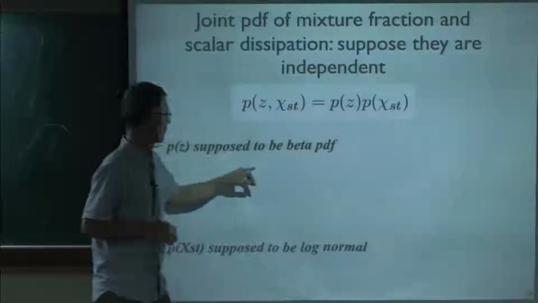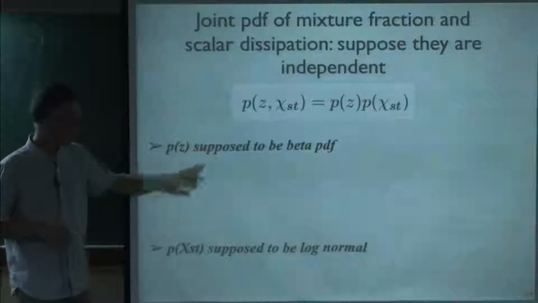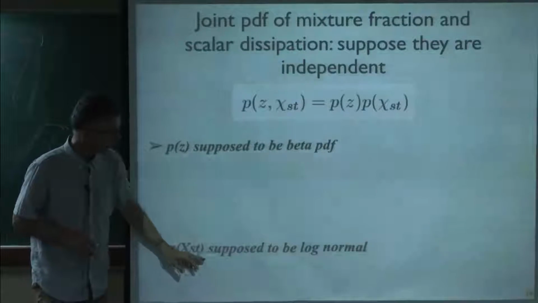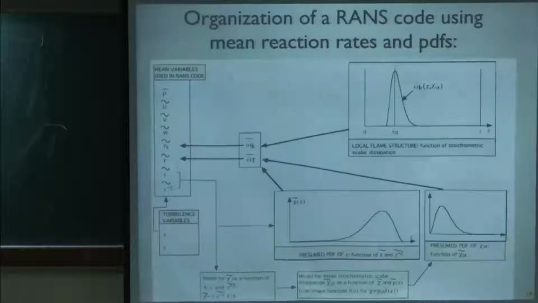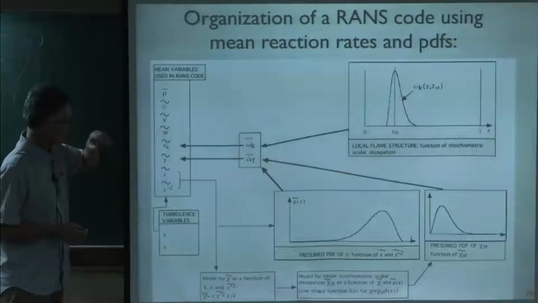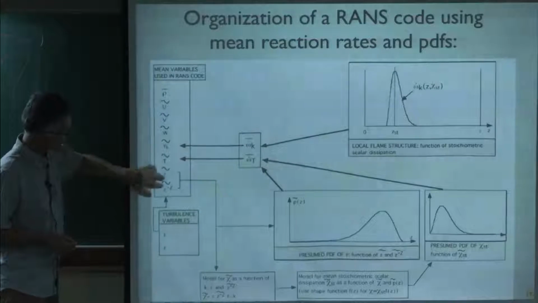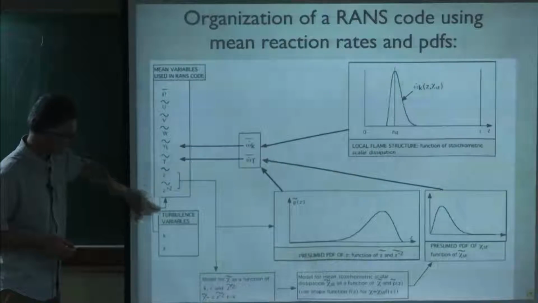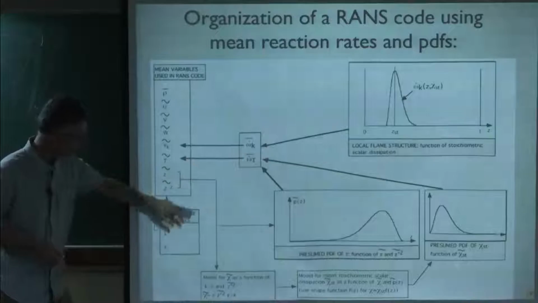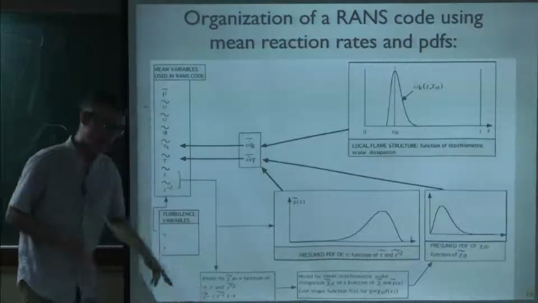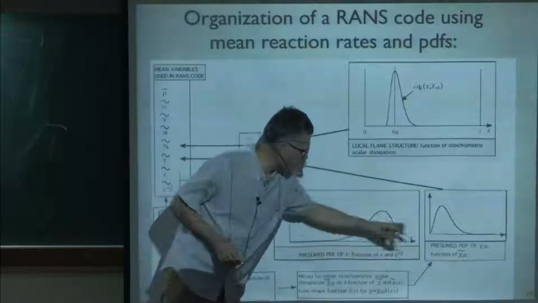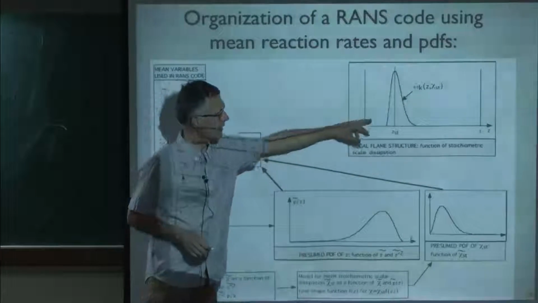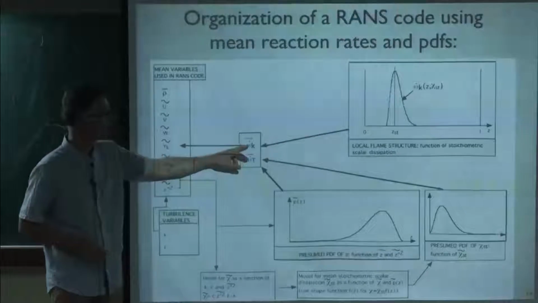P of Z, normally, like before, we say it's a beta PDF, and P of chi, normally we say it's log normal. It's just another form. And then the global code, which is doing that, gets a little bit more complicated again now. You get all these variables here. You have the mixture fraction and its variance, and you have k and epsilon. From that, you have a model for chi. That's a little bit tricky. And there, you construct the two PDFs. You get this from the flamelet.